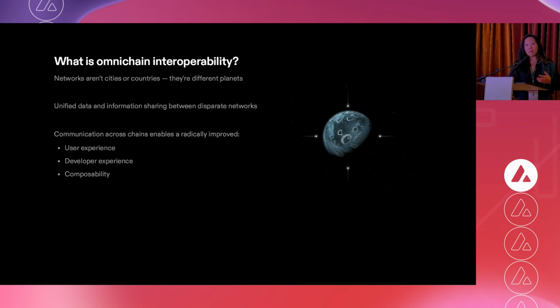And so if $1 million is transacted on one chain, how do you actually know and can confirm in a trustless and decentralized way that this occurred on a different chain? Whereas when you say the blockchain, as some people do, it sounds as though there is an inherent network or connectivity across these disparate networks. So it's really important to understand that. Unified data and information sharing between disparate networks is the interoperability that we're aiming to achieve between different blockchains.